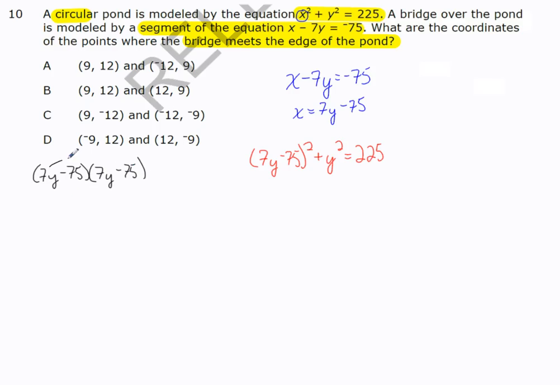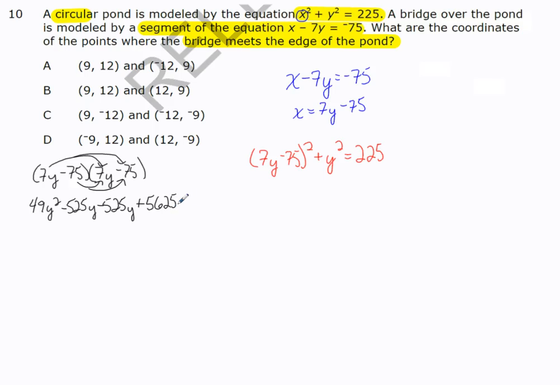Alright, so here we go. I use kind of like FOIL, but I call it the multiplication missile. 7y times 7y is 49y squared. 7y times negative 75 is going to be, let's see, negative 525, so negative 525y. That's going to be the same thing, negative 525y. And then negative 75 times negative 75 is positive 5,625.